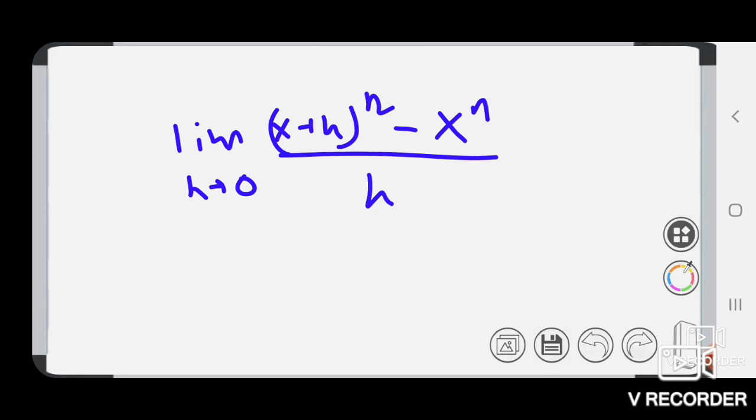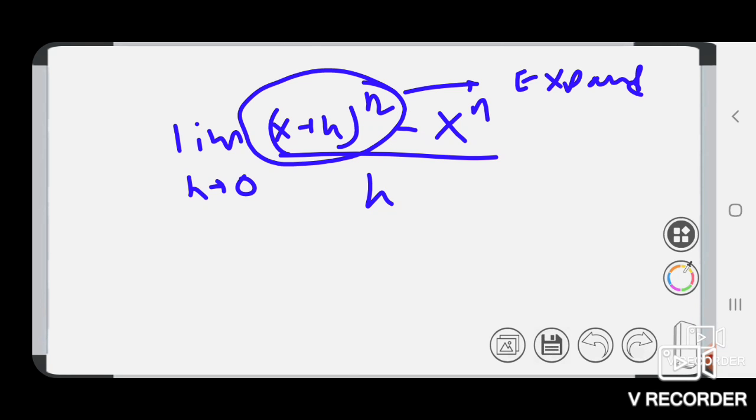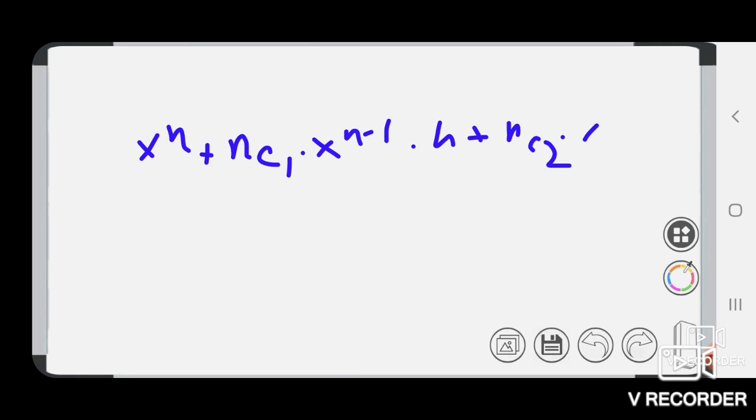Now by the rule of binomial we can expand this. So by expanding this, what do we get? x to the power n plus nC1 x to the power n minus 1, that's the rule, times h, plus nC2 x to the power n minus 2, that's h squared.